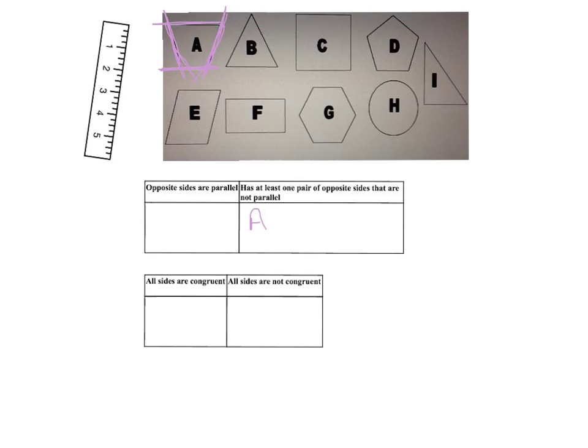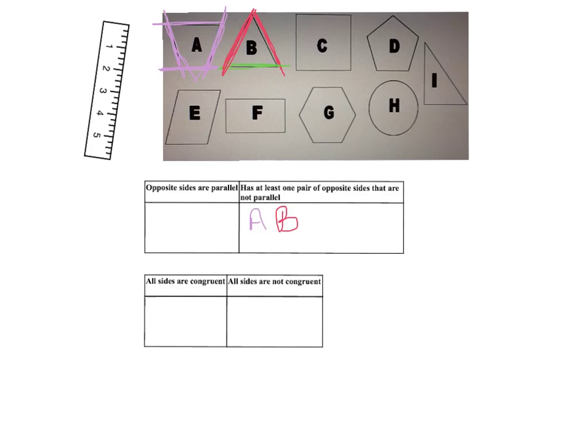Move on to B. B is a triangle. So if you look at this side right here, can we say it would be parallel to this side? No, it's intersecting. Parallel also has to be opposite is what we're looking for. So the opposite side to that, I would guess, would be this side, if you wanted to call that opposite. And it is obviously intersecting. So B would fit here because it has at least one pair of opposite sides that are not parallel.